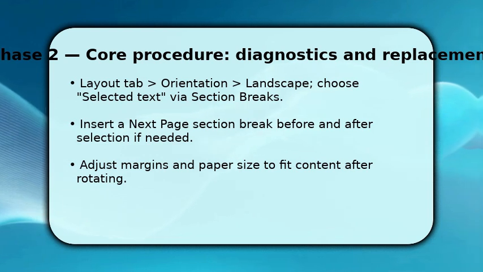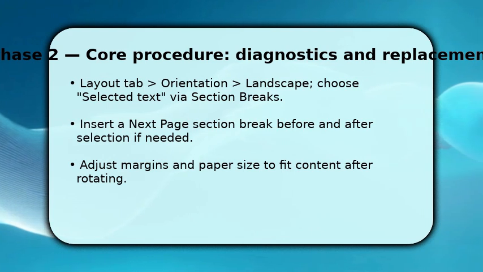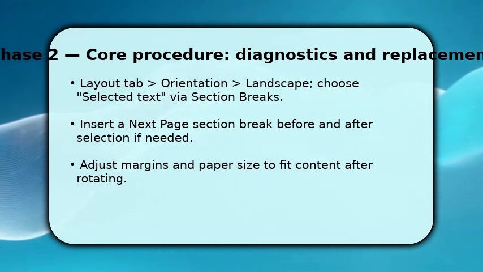If that changes the whole document, insert a next page section break before and after the content you want rotated. Apply Landscape to only that section. Why sections? Because Word stores page setup per section, so you can have mixed orientations.